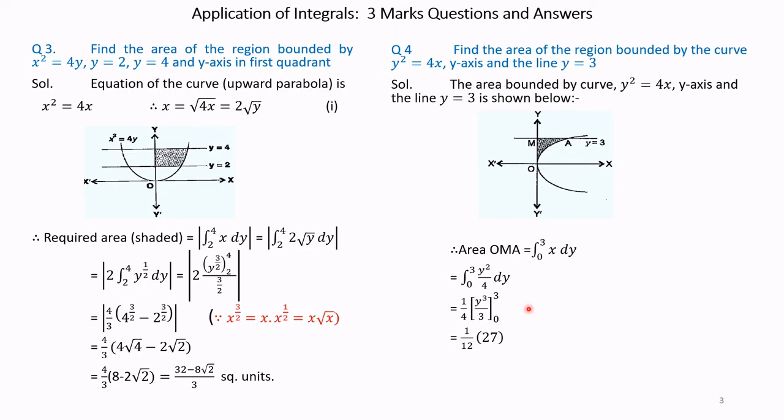Therefore, it becomes 1 by 4 into 3 is 1 by 12 into y cube, 3 to the power of 3. 3 cube is 27. If you put y equals 0, the lower limit becomes 0. Therefore, only 1 by 12 into 27 remains. Simplifying, 27 is 3 nines, so it goes 9 times, and 12 is 3 times 4. So the answer is 9 by 4 square units.